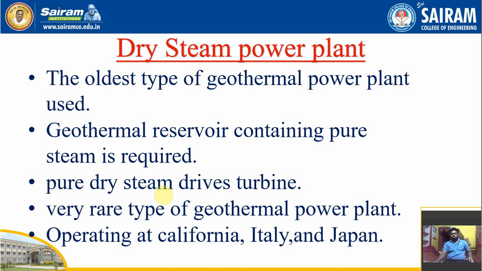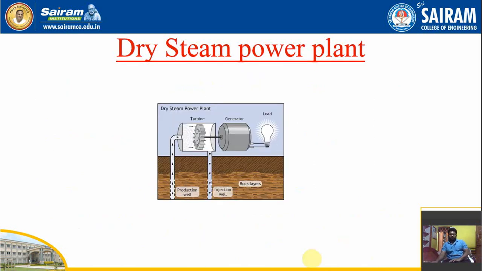It is a very rare type of geothermal power plant. This type of power plant has now become a very rare phenomenon, and it is no longer being used. It is operating in California, Italy, and Japan. So this dry steam power plant is only in operation in these three countries. So this is the diagram of a dry steam power plant.